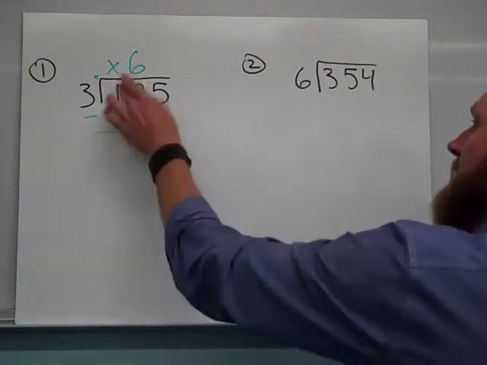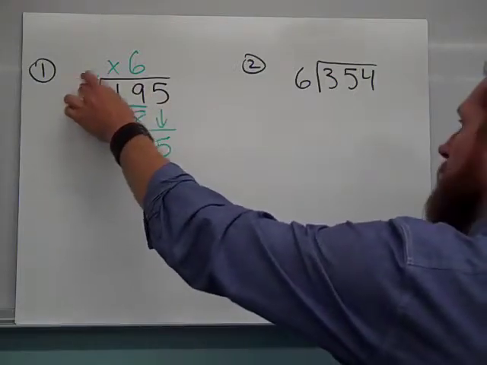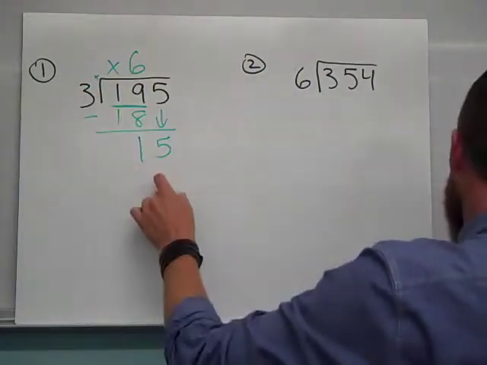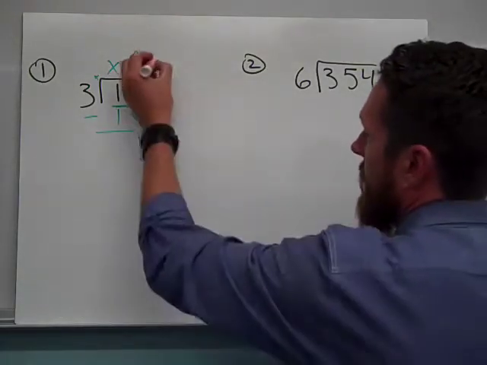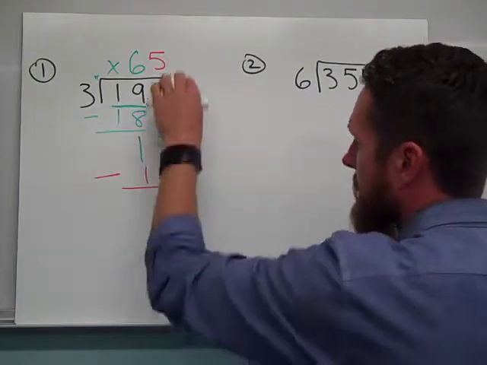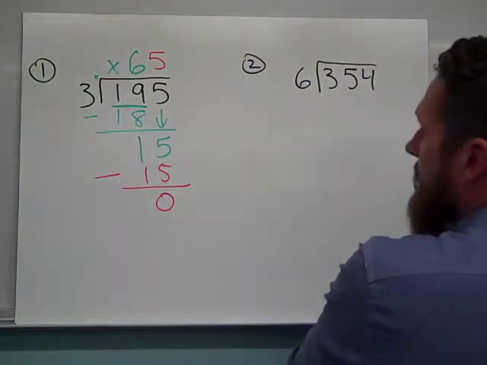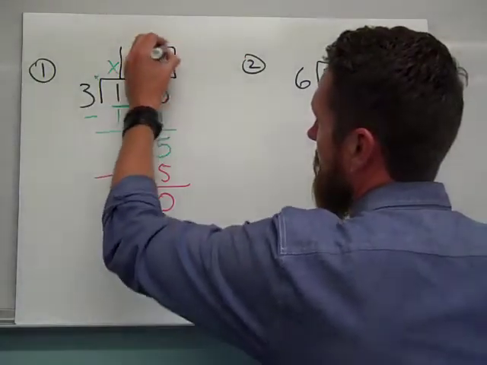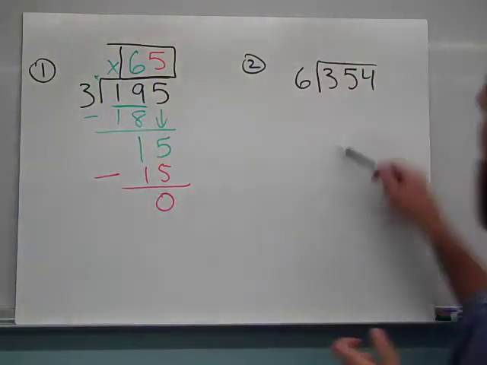I'm dividing 15 divided by 3. So what number times 3 equals 15? Well, 5. 5 times 3 equals 15. Subtract. There's nothing to bring down. Therefore, my answer is 65.